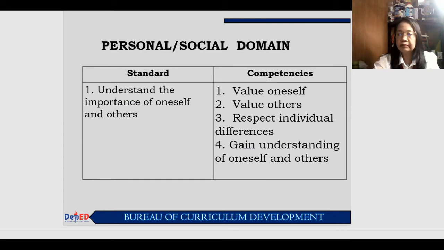Okay, so this is the standard for the personal and social domain. The first is to understand the importance of oneself and others. Its competencies are value oneself, value others, respect individual differences, gain understanding of oneself and others. Here, the learners can identify one's likes, dislikes, talents, and interests. They can also enumerate one's basic rights as a child or identify one's task at home and in school.